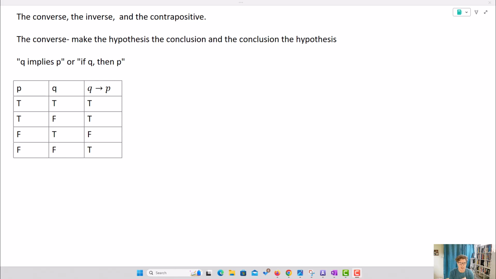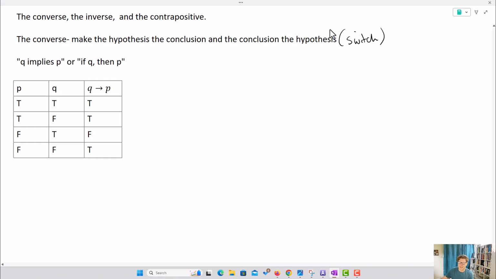The converse makes the hypothesis the conclusion and the conclusion the hypothesis. We'll call this a switch. So essentially, we're going to switch the position of our atomic propositions inside of the conditional. So we're going to get Q implies P, or if Q, then P. And again, what we've done is just change the position of the propositions.